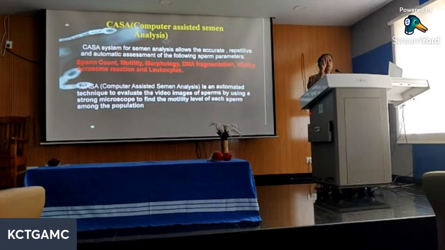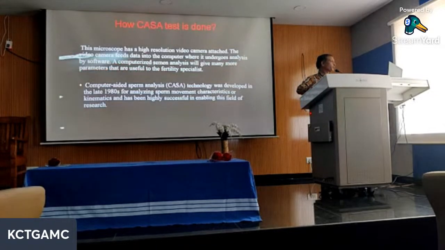In the same way, a sperm count of 1 million is not needed. Only one sperm is needed. So if the nucleus has DNA damage, they will not conceive. DNA fragmentation study can be done in the CASA analysis, along with vitality studies. When we put eosin stain, the abnormal sperms will become red. Normal sperms will become colorless. Then acrosome reaction and leukocytes. If WBCs are more in the semen, it is going to cause leukocytosis in the semen. The patient will not have conception.